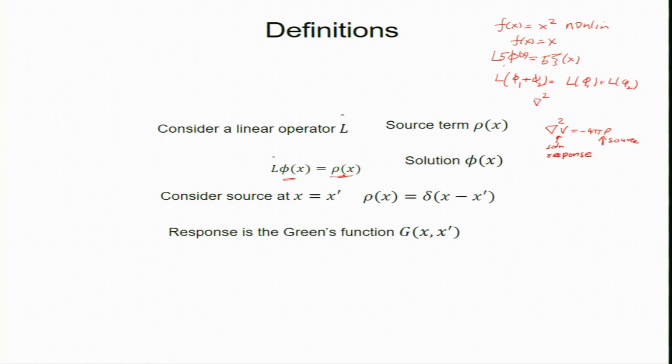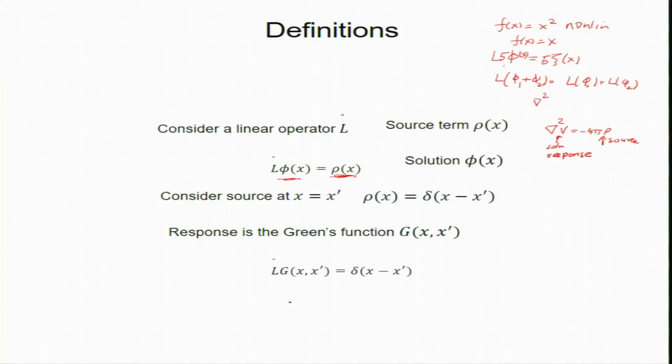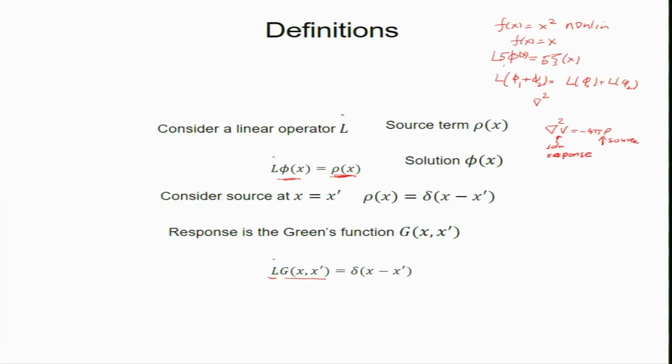For any continuous rho I get a response phi of x, that is a solution, but for the definition of Green's function I put a delta function source and then look at the response, and that is the definition of Green's function. So, the linear operator L acting on G of x, x prime. Now my source is at x prime, my response I compute at x, right. So, there are two arguments x and x prime.